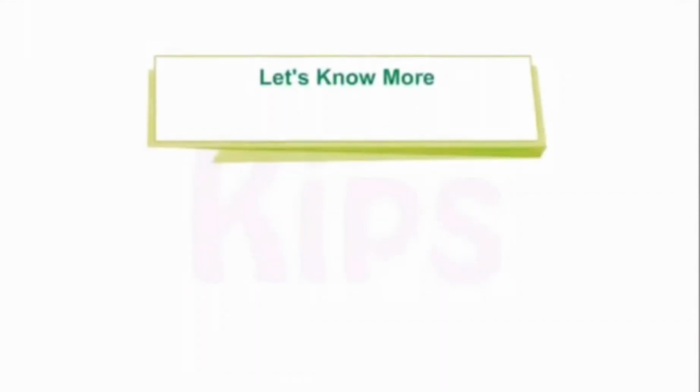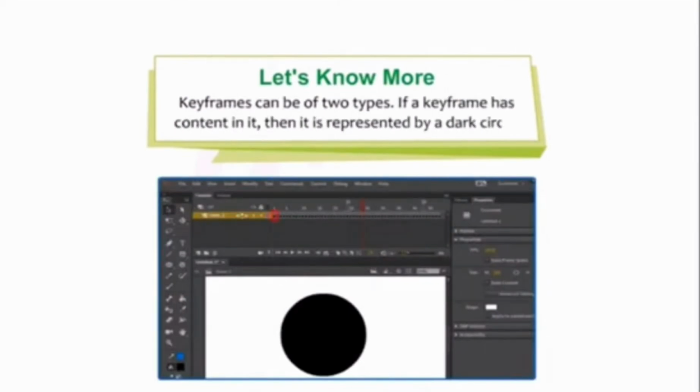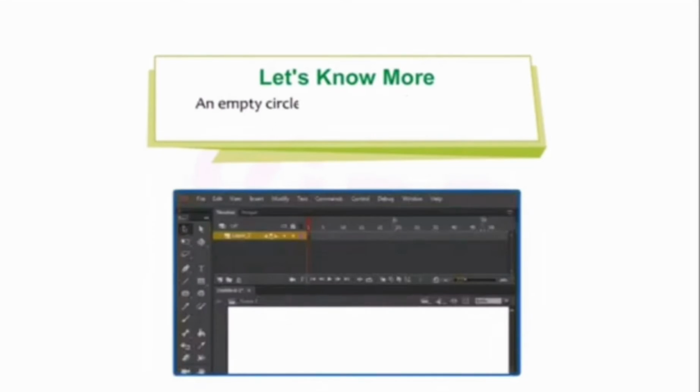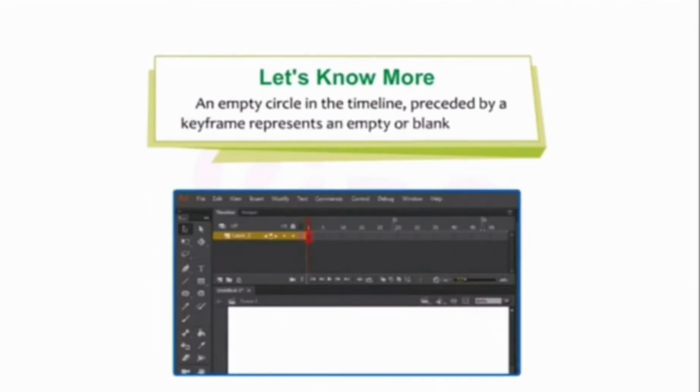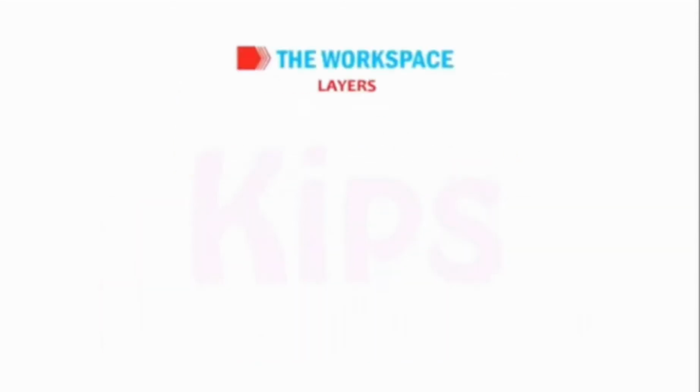Students, let us know more. Keyframes can be of two types. If a keyframe has content in it, then it is represented by a dark circle. An empty circle in the timeline preceded by a keyframe represents an empty or blank keyframe. Let us take a quick view. The shortcut key to insert a keyframe is F6. Layers.